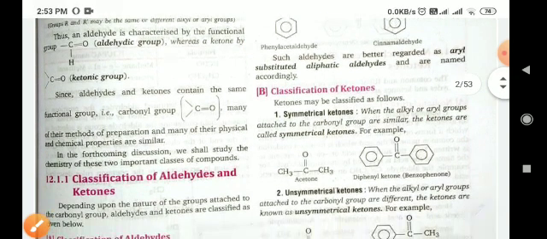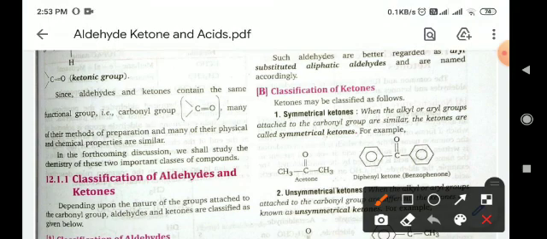Okay, now the classification of ketones. Like aldehydes, we can classify ketones also. There are symmetrical ketones: when the aryl or alkyl groups attached to the carbonyl group are similar, then the ketones are called symmetrical.